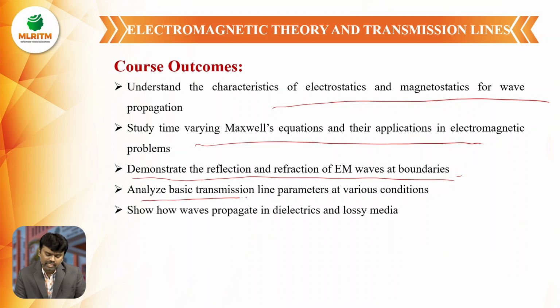Next, the fourth outcome is analyzing the basic transmission line parameters at various conditions. Transmission lines have two sets of parameters: primary parameters and secondary parameters. Primary parameters are resistance, conductance, inductance, and capacitance. Secondary parameters are the propagation constant and characteristic impedance. We learn these parameters under different conditions, that is, lossless, lossy, and distortionless conditions, and how these parameters vary with respect to the transmission lines.